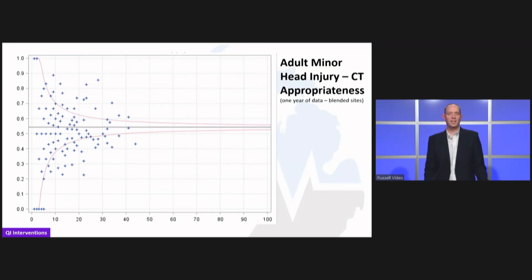So another one to look at is adult minor head injury, CT appropriateness. So again, same situation, blended data from blended sites, blended years, and you can see huge distribution here. So again, someone is down at 20%, someone's up at 90%, and it kind of tapers down as you get longer out in the case count, but not completely. So big distribution here. So again, in this situation, above the line is better. So greater than 55% is the target. So the people that are higher on the list are performing better.